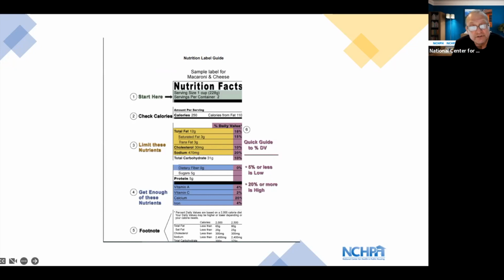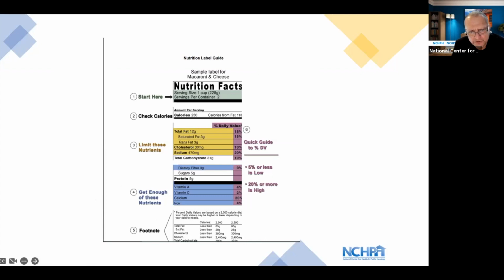The next one is that you need to check the amount of calories. This one is 250, and the calories from fat in this portion is 110. The third thing that you have to talk to your patient about is what they need to limit. Specifically, we are talking about saturated and trans fat, cholesterol, and sodium. We need to make sure that we are reading these labels, and there are some instructions: when the percentage is less than 5, it is good, and when it's 20% or more, we need to make sure the patient understands that this is more than what they need. And then the last one is the vitamins. That's something that they need to get, so they can get enough from these nutrients.